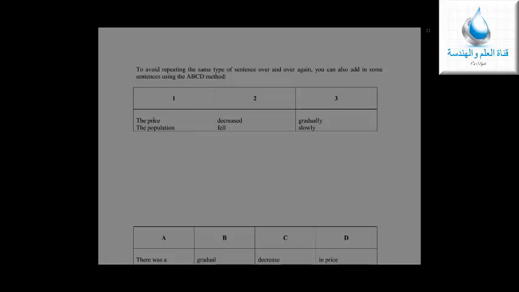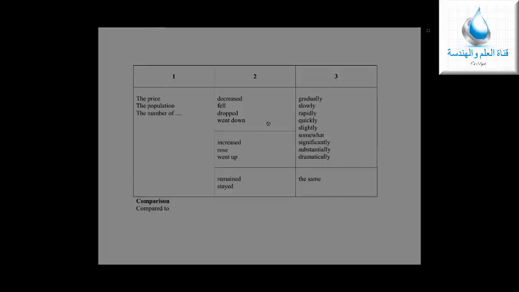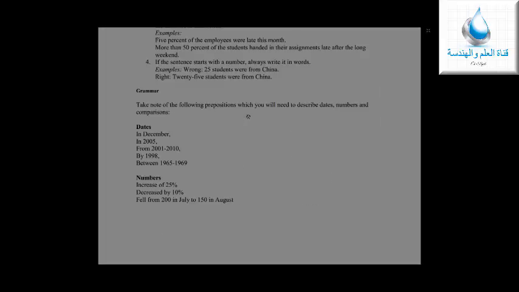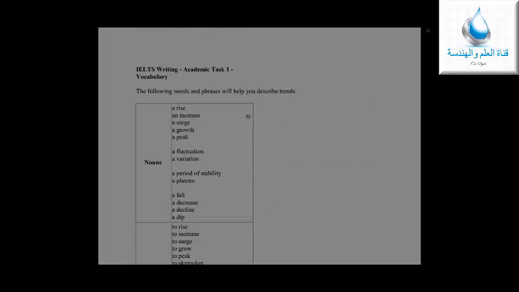So, for example, again, the price fell gradually. Okay, the population decreased slowly. This is the kind of language that you have to use to be able to get a good score. The population dropped quickly. All right, so we have to put combinations together, and if we put combinations of these words together, we're going to get a much better score for lexical vocabulary for task number 1. But you have to learn to blend in and add in this type of language into your writing.